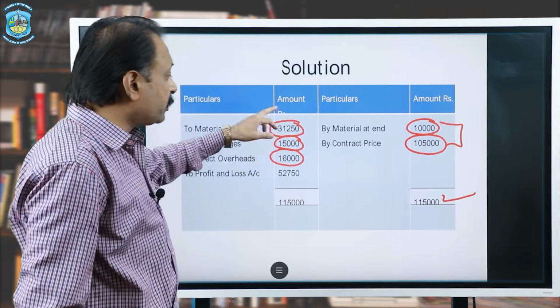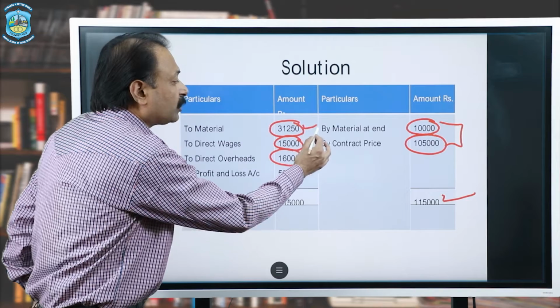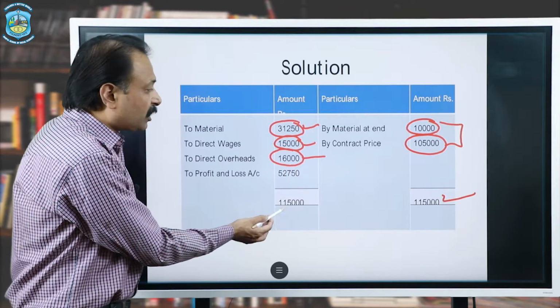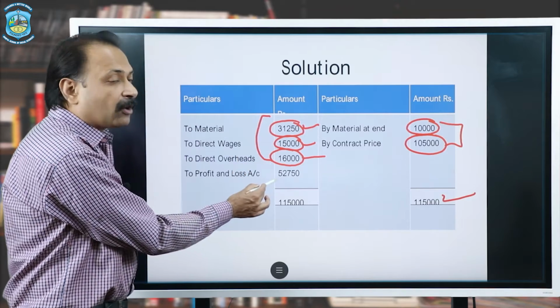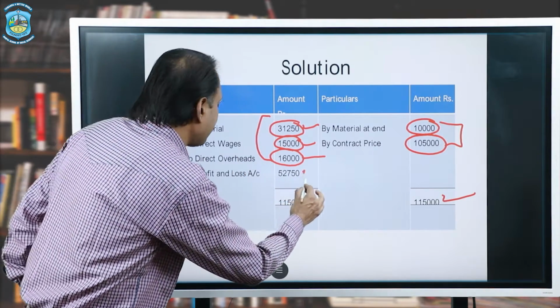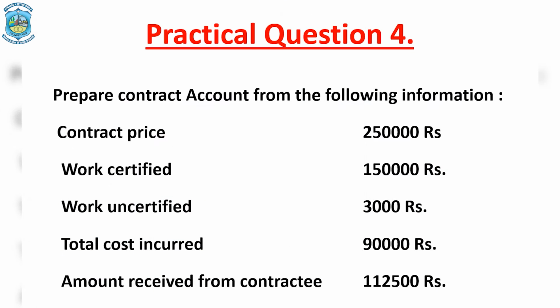Out of this total, we are going to deduct all these expenditures. Out of 1,15,000, we deduct 31,250, 15,000 and 16,000. When we deduct these three, the balancing amount is 52,750, which is the profit and loss account. The entire amount is transferred to profit and loss account because we are done with the contract. In this question, the contract was completed, and the entire amount of profit we can transfer to the profit and loss account.